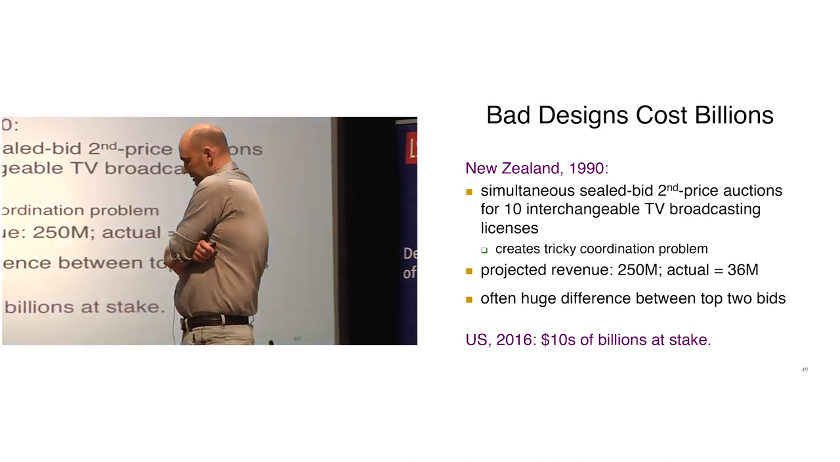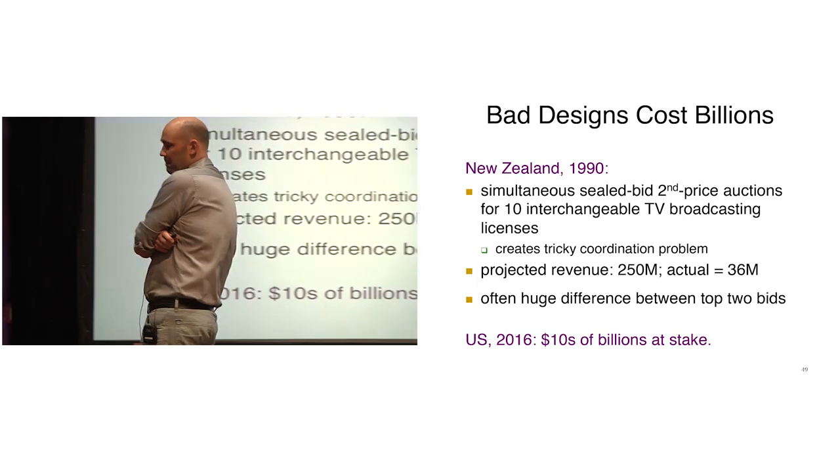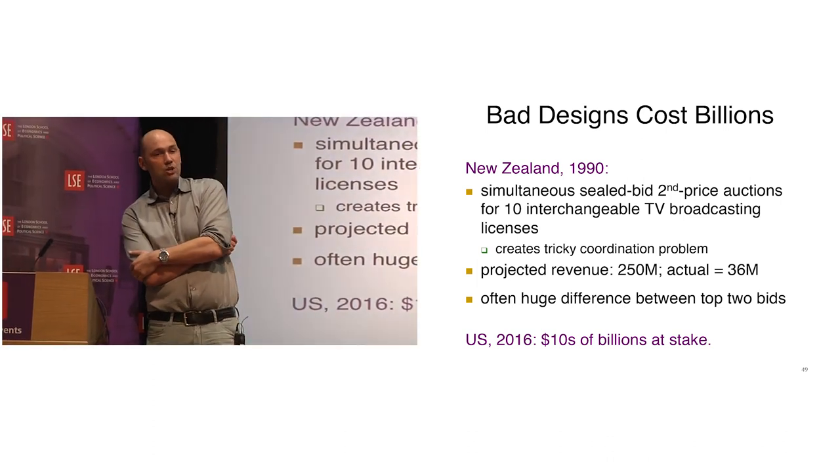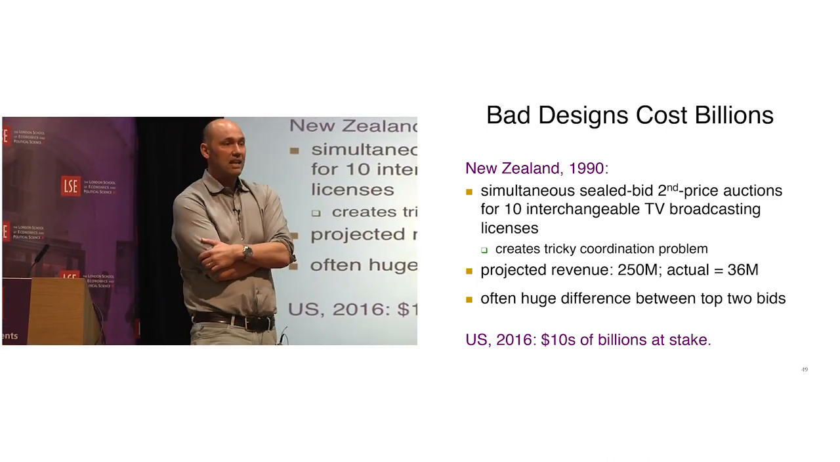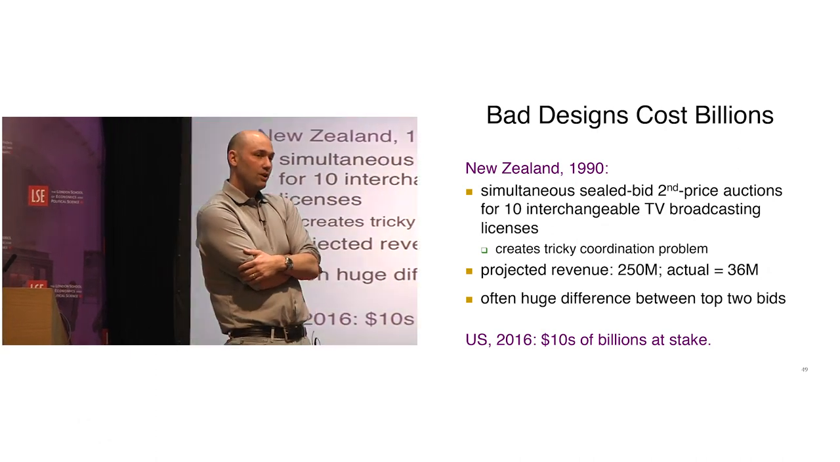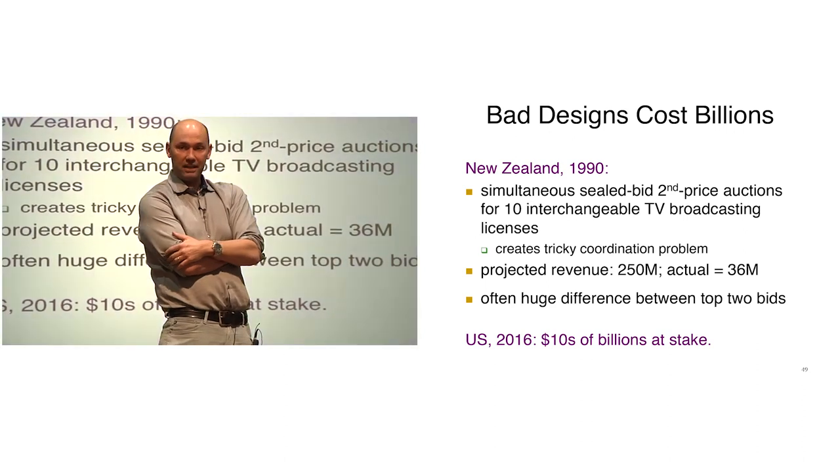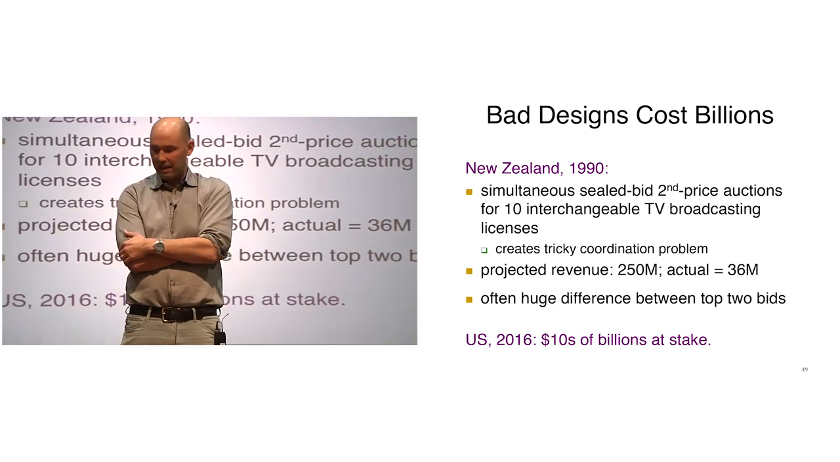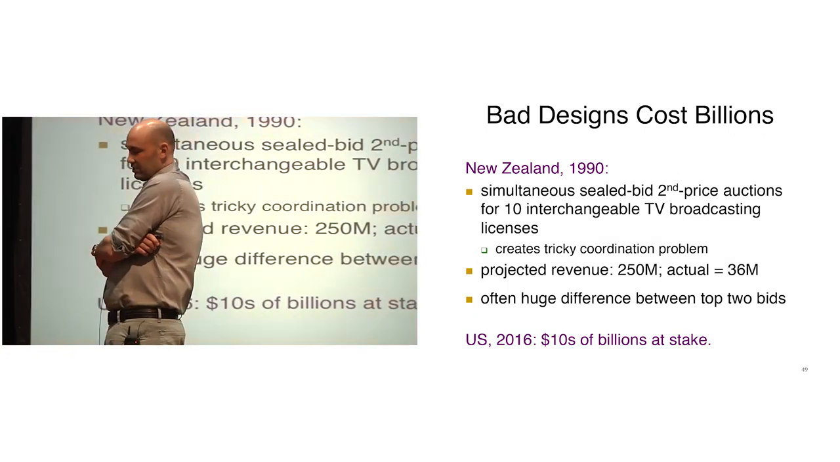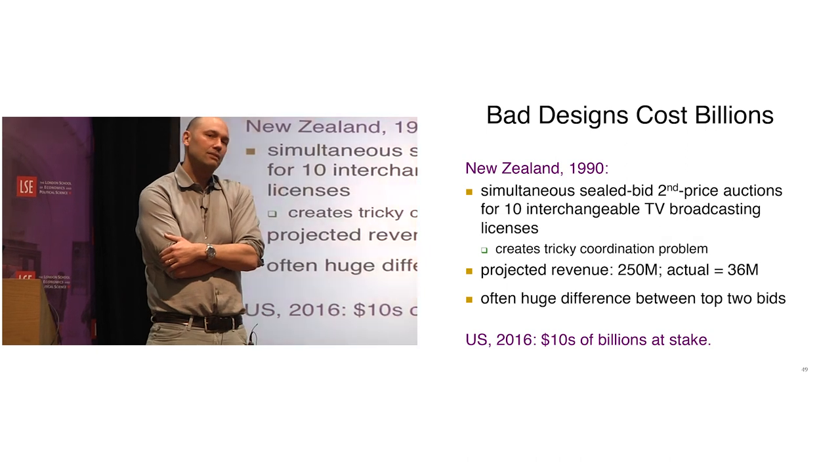To add insult to injury, in the interest of transparency, the government was required to report not only the selling price, which remember is the second highest bid, but also the winning bid, making it obvious to everybody exactly how much money was left on the table. And if you delve into these numbers, you can find some pretty cringe-inducing things.